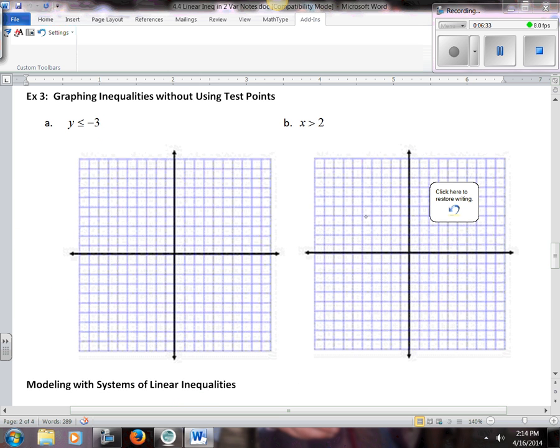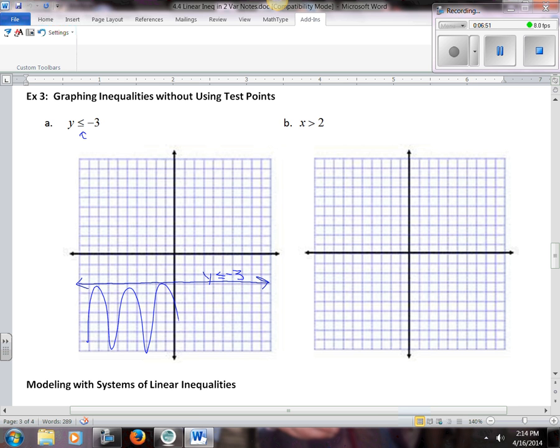So let's try these ones without test points. Y is less than or equal to -3. That's a horizontal line at -3, and because it's less than or equal to, it's a solid line. Since it's less than, it's going to be below. X is greater than 2, a vertical line, dotted. Because it's greater than, it's to the right.